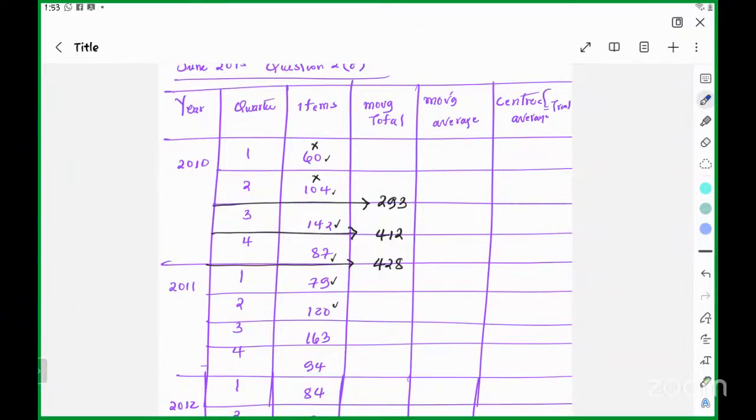It is 60, 104, 142. You are too fast. 87. You said 60. Go ahead. 104. 142. And 87. Can you add that for us?